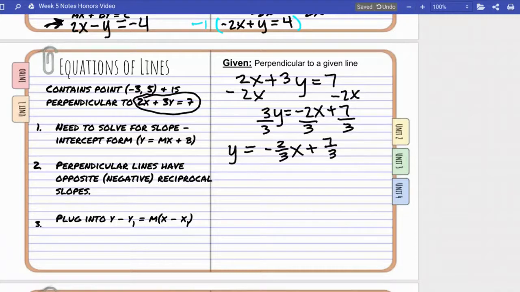The only reason we did this is because we're trying to find the slope. And our slope in this case is negative 2/3. So my slope is negative 2/3 for that line. However, perpendicular lines have opposite or negative reciprocal slopes. So the slope that I want to use is 3 over 2.